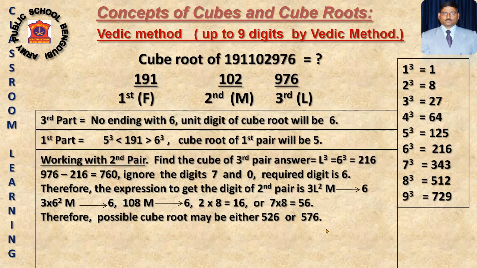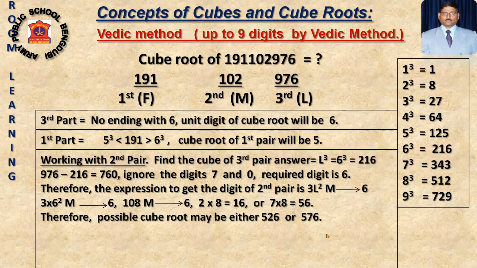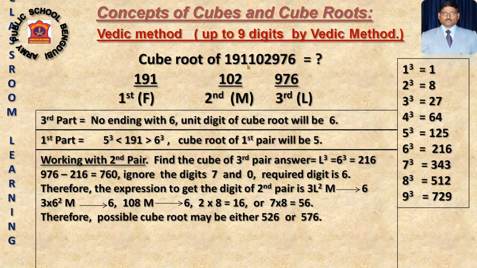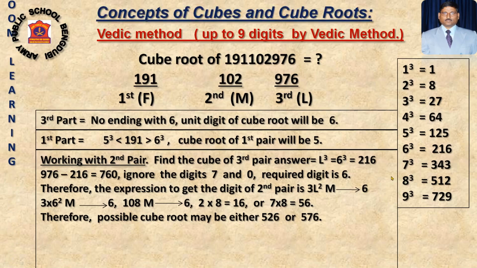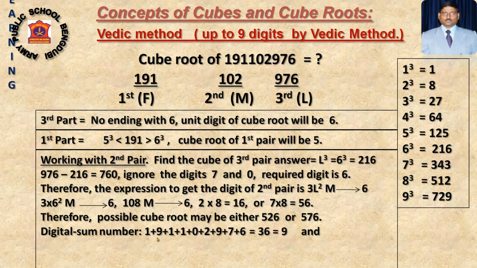So two answers we cannot accept. Only one answer we have to accept. How can it be done? The next step is you have to follow the digital sum method. Whatever the number given, you find out the digital sum. Here, 191102976, after adding all digits, 1 plus 9 plus this, I am getting 36. Again you add the digits, I am getting 9. So this 9 should match the digital sum of the possible answer.